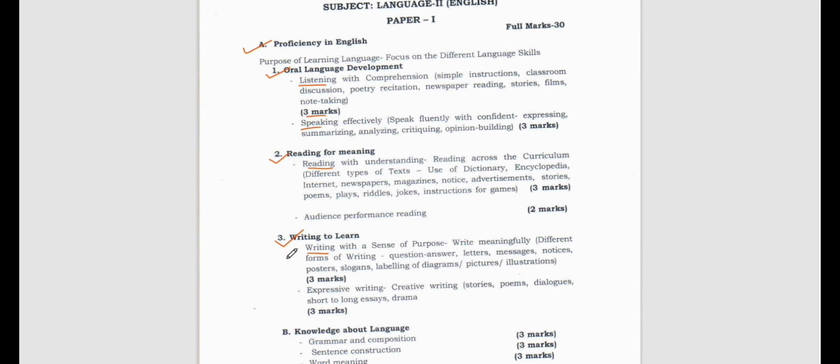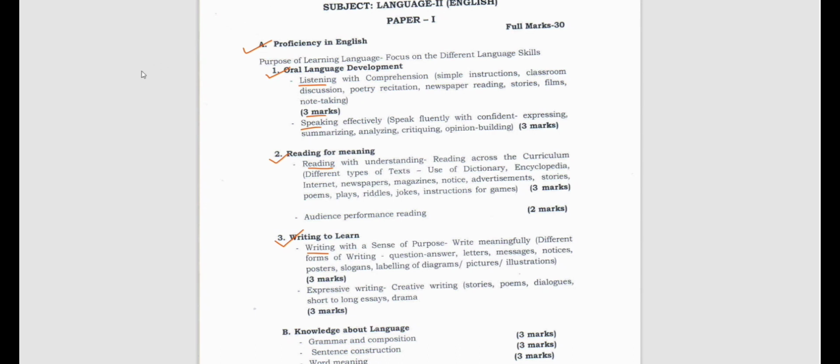So notices, posters, slogan competitions, placards, right? There we write. Then labeling of diagrams. Whenever we are drawing diagrams in science or social science, we are labeling them. Then we have different types of pictures, and in pictures also we are labeling, right? Then illustrations. Then expressive writing. Writing can also be expressive, which means we are trying to express who we are or what we are, right? So that is very important.